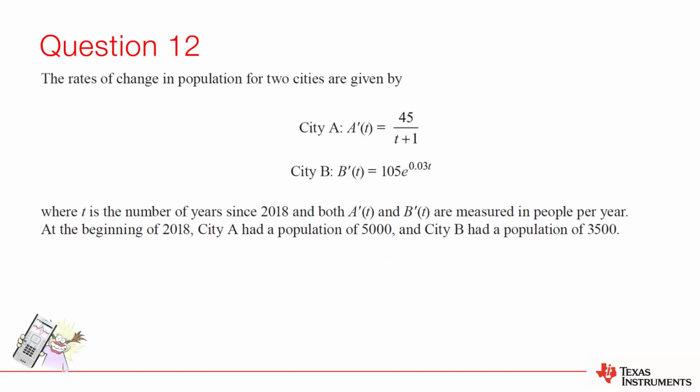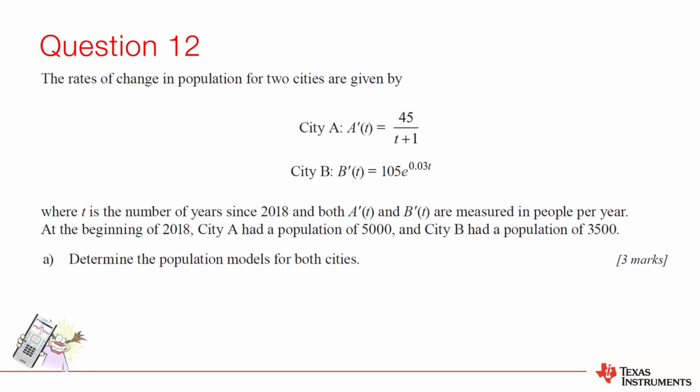Question 12. This time we're given some rates of change in population for two cities. City A is A dashed, or dA/dt, equals 45 over t plus 1, and city B is B dashed as 105 e to the 0.03t. t is the number of years since 2018, and it's measured in people per year. The initial population for city A was 5,000, and the initial population for city B was 3,500. Determine the population models for both cities.